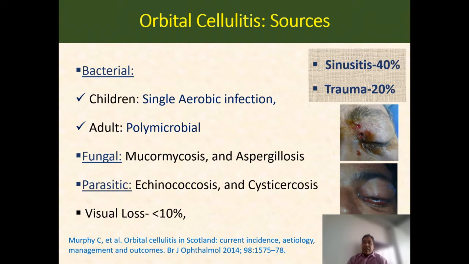In children younger than 9 years of age, infections resulting from sinusitis are usually due to one aerobic bacterium, typically Staphylococcus and Streptococcus species. Patients older than 9 years of age and adults with orbital cellulitis more often exhibit a polymicrobial profile with both aerobic and anaerobic bacteria. Patients with sinusitis are commonly infected from anaerobes and gram-positive organisms. Modern management modalities have reduced the rate of visual loss, functional deficit, and mortality.